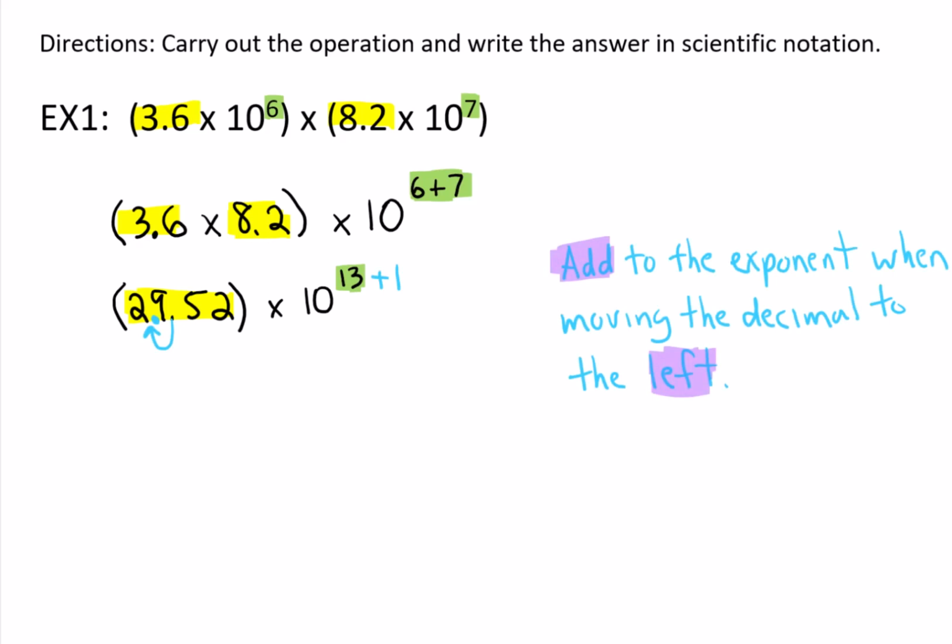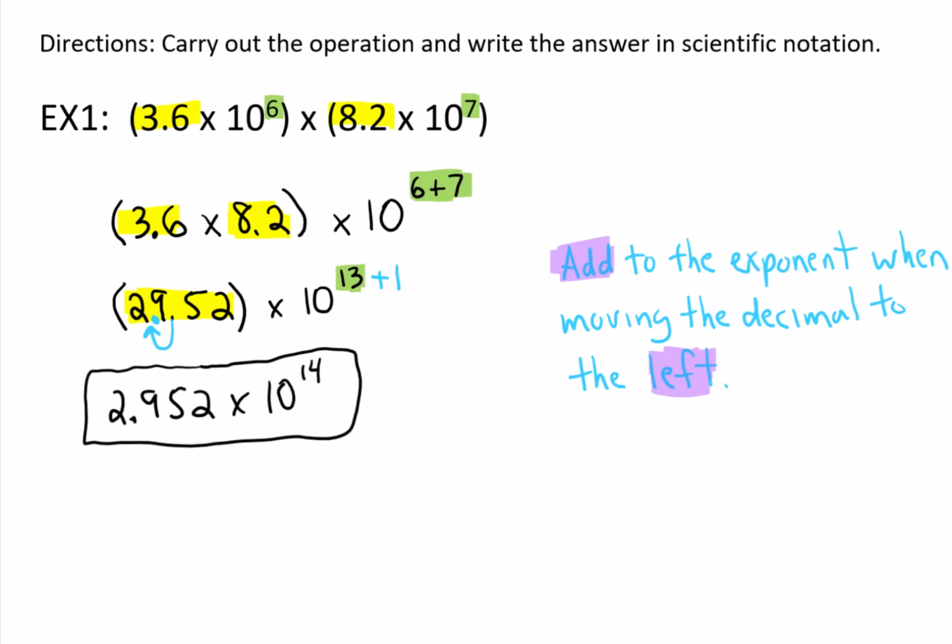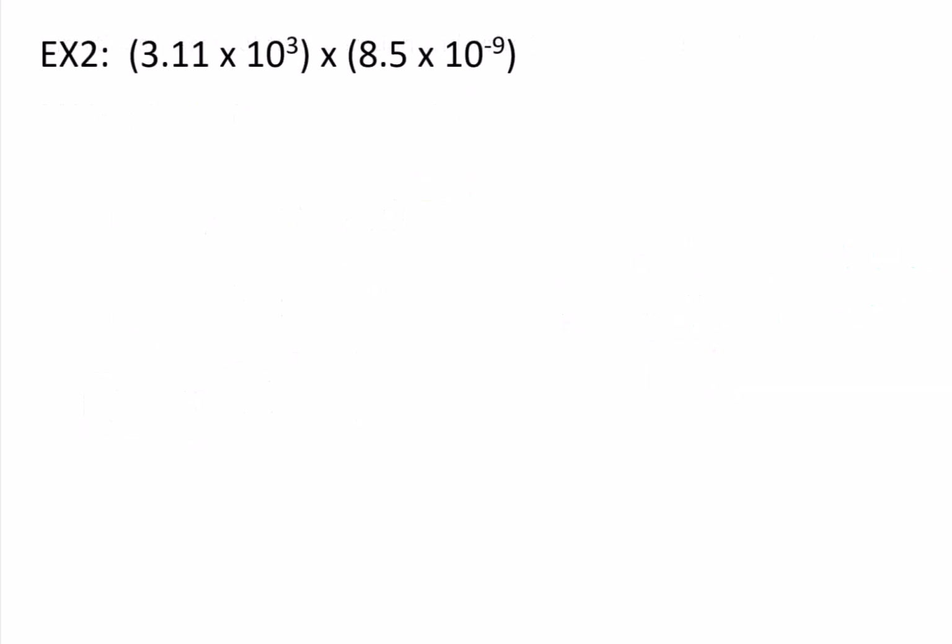If we ever move our decimal to the left, that means we have to add to the exponent. So we moved it to the left once, that means we added 1 to the exponent. That leaves us with our final answer of 2.952 times 10 to the 14th power because we added 1 to that 13. All right, here's another problem, and we're going to do it the exact same way.